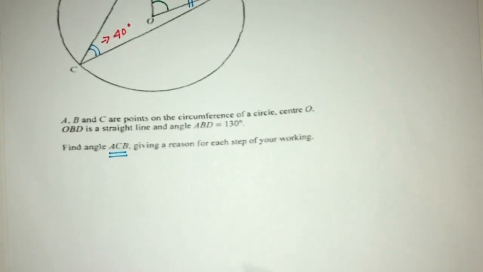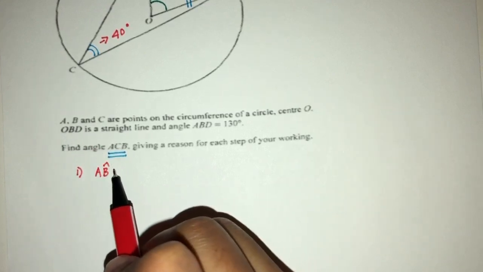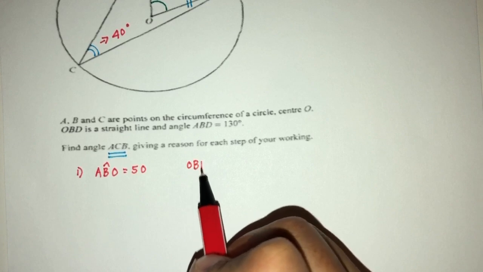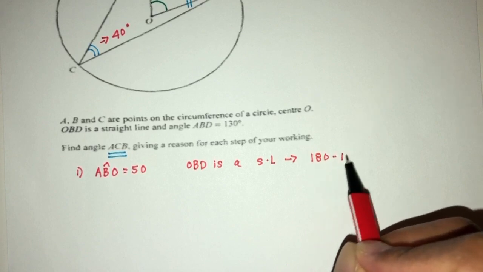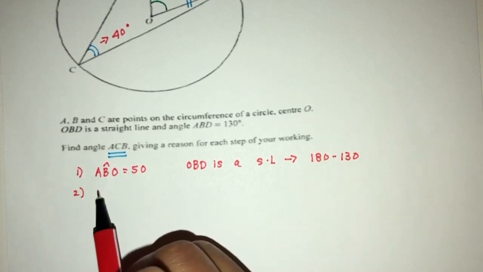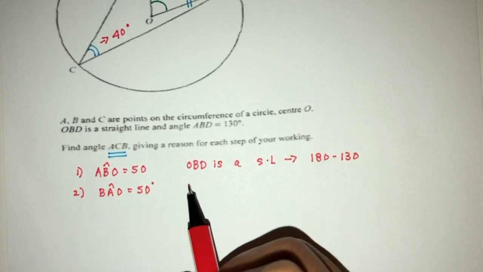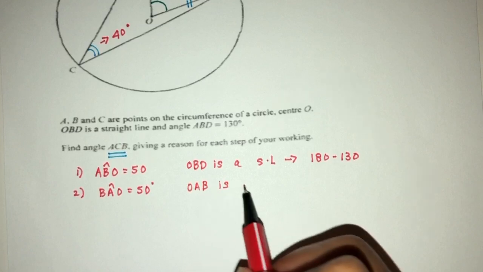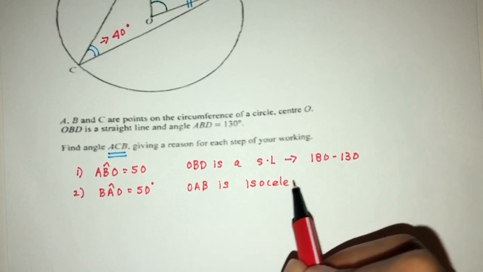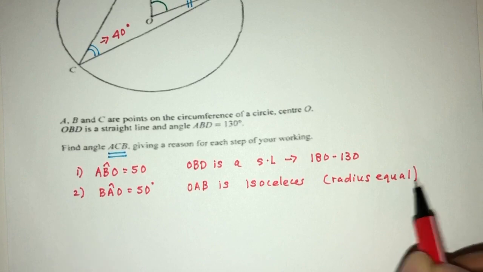So step by step again. First step, as you can see, we found the angle ABO was 50, because we know OBD is a straight line, and we did 180 minus 130. Number 2, we conclude that the angle BAO is also 50, because we know the triangle OAB is isosceles. That's the reasoning behind, because radius are equal. You can write that as well.